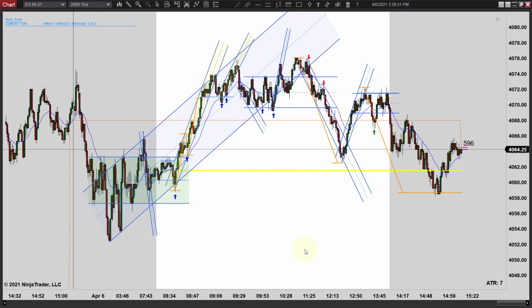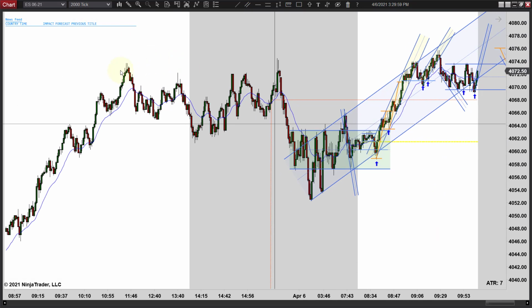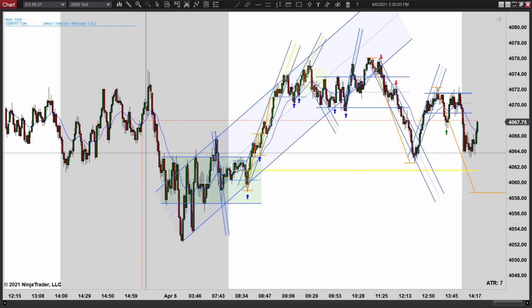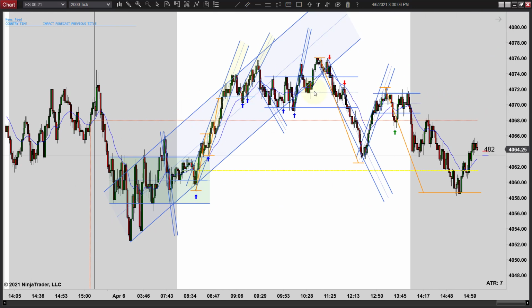I'm still looking at that 4,100 target. Are we going to make it? I don't know. We're really close. We got to 4,075 or 76 again today, which is pretty much right where we had problems yesterday. So they're strong. We might have inched a little higher. There's really a lot of resistance right in here.